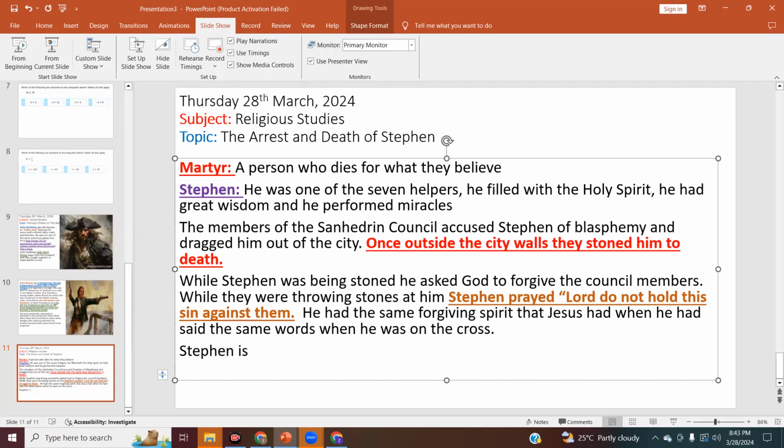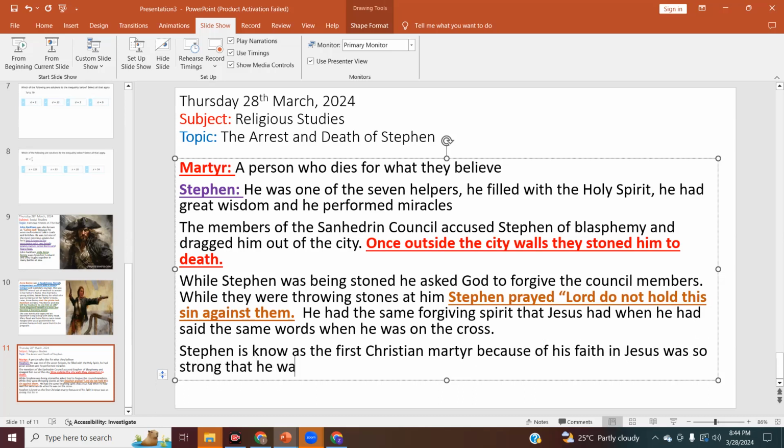So Stephen is known as the first Christian martyr. Why? Because of his faith in Jesus was so strong that he was willing to die for it.